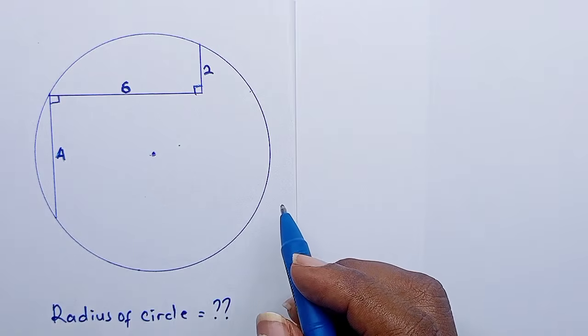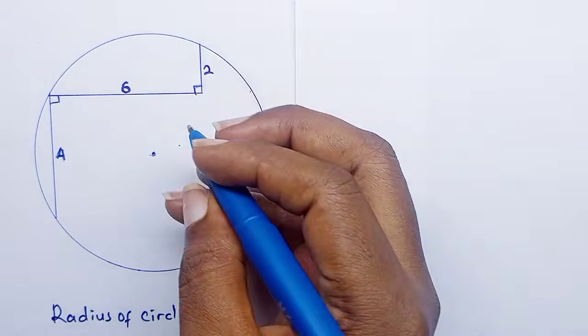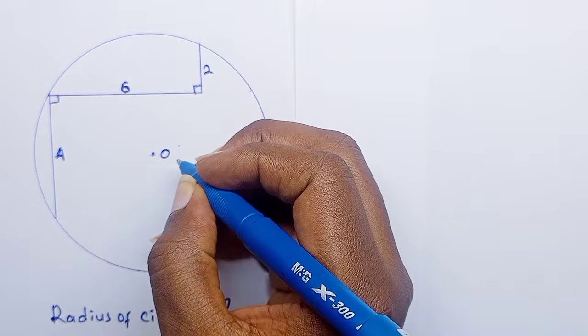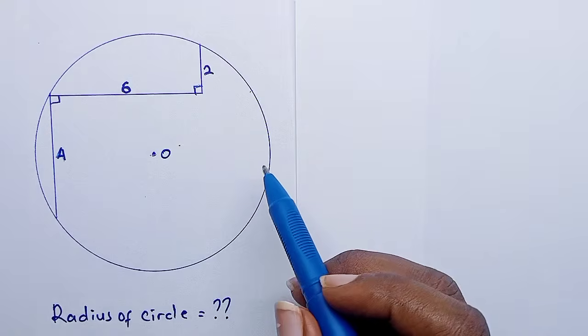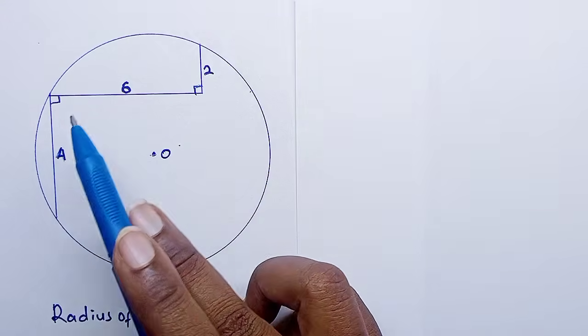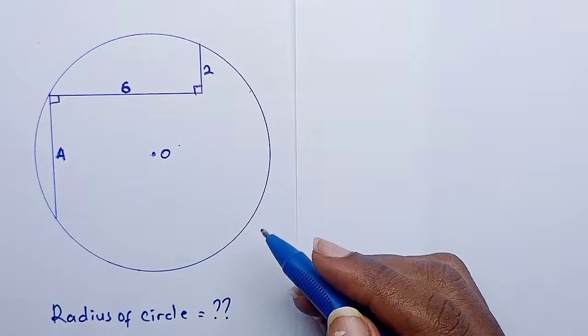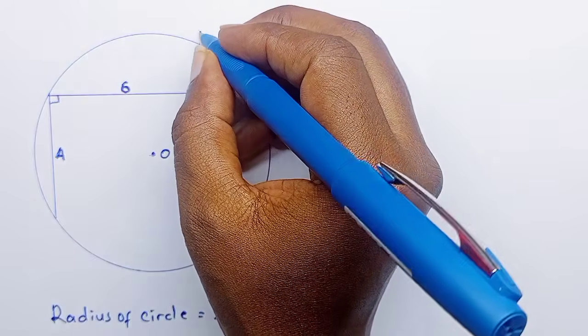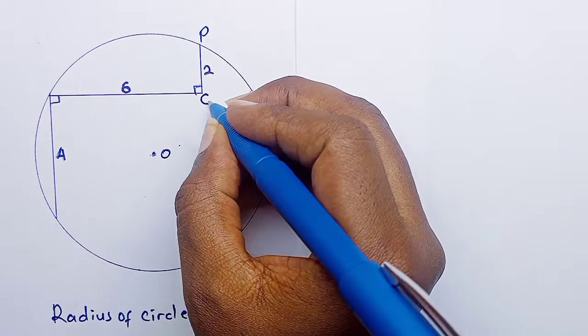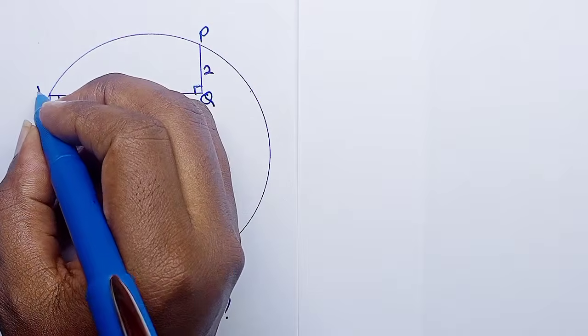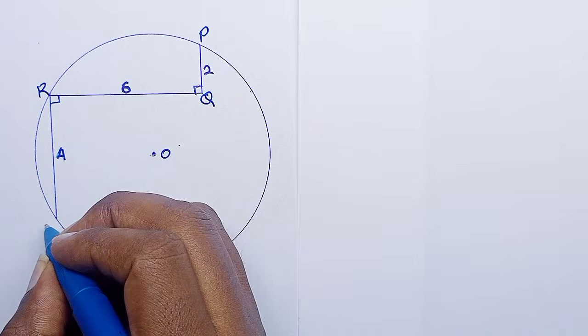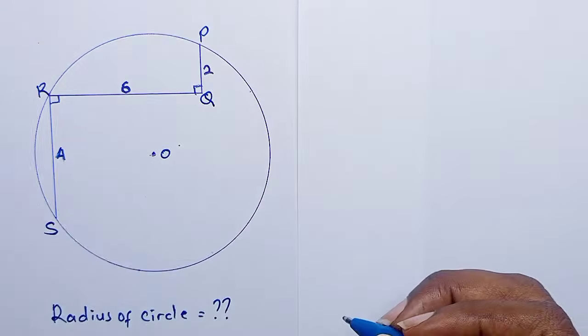So let's start by labeling the center of this circle. Let it be O. Then let's also label these different points on the circle. Let this be P. Let this be Q, R, S.